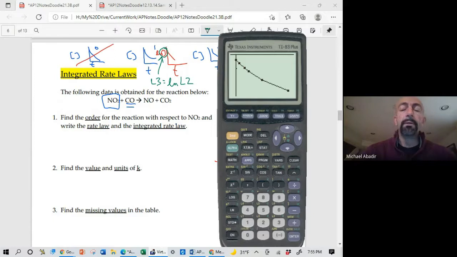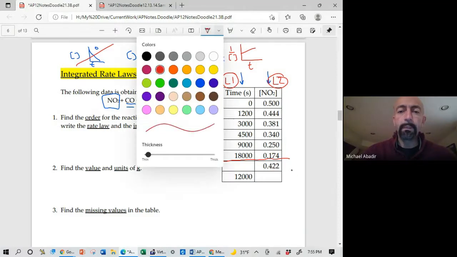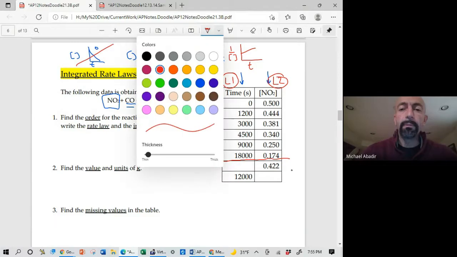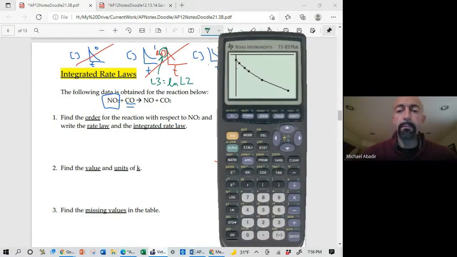Okay, so we're going to try the final option, which is second order. So again, we're going to cross off first order. That did not work out. So we're going to try second order. To do second order, we now have to take 1 over concentration. We're going to make that list 4, and of course, that's going to be equal to 1 divided by list 2. So we're going to go back to our calculator and tell it to do that for us.